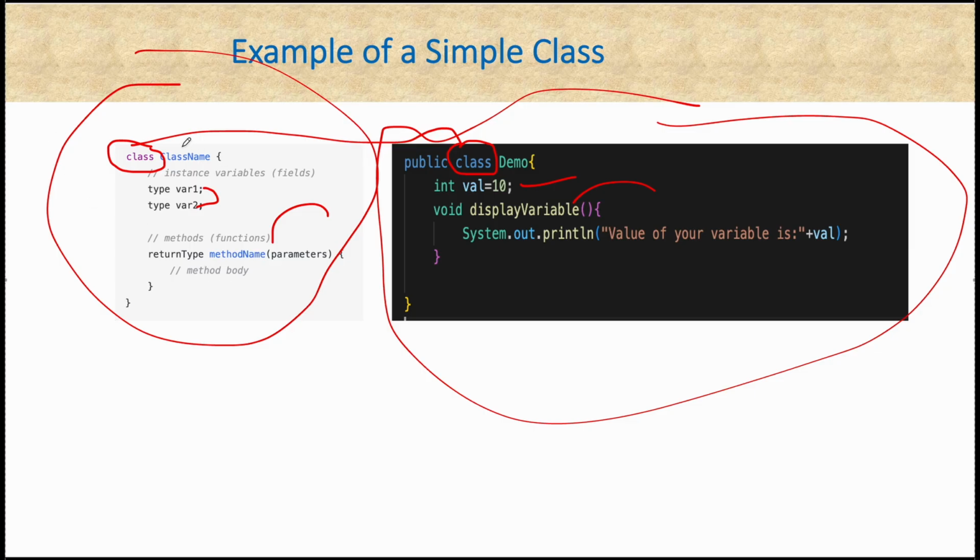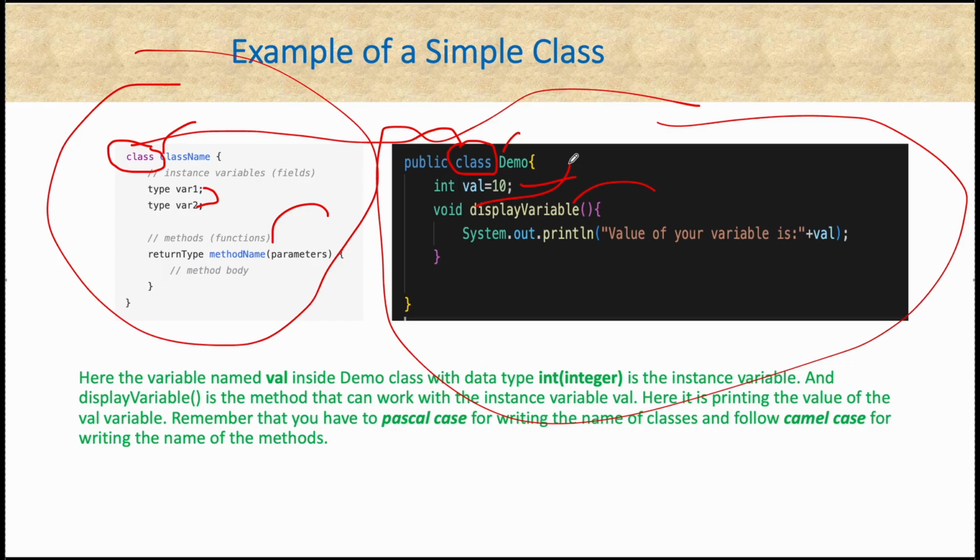But notice something. The first letter of each class name is capital, but the method name is small. Why? We will see this. Here the variable named val inside the Demo class, with data type integer, is the instance variable, because when you create an object of this class, each object has its own copy of these variables, and display is the method. Remember that you have to use Pascal case for writing the classes and follow camel case for writing the names of the methods. Now, what is this Pascal case and camel case? We are going to teach you in this lecture.